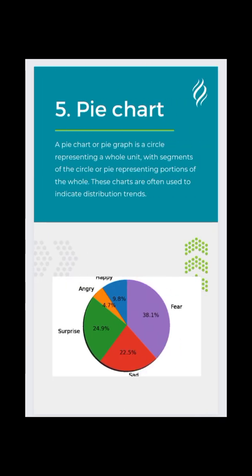The next type is pie chart. A pie chart or pie graph is a circle representing a whole unit, with segments of the circle or pie representing portions of the whole. These charts are often used to indicate distribution trends. And here we can see the pie chart that describes the feelings: surprise, angry, happy, fear, and sad, divided with some colors.